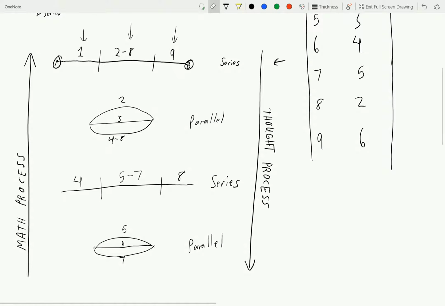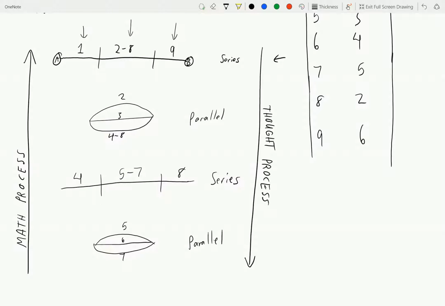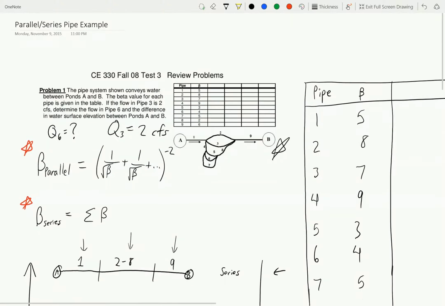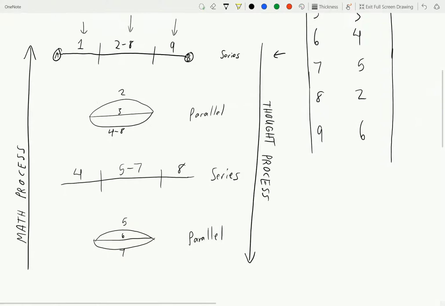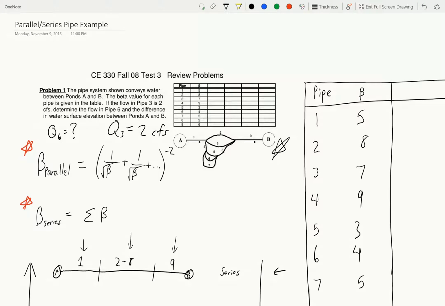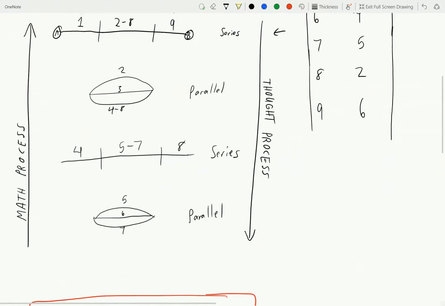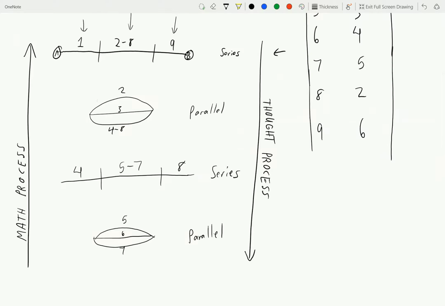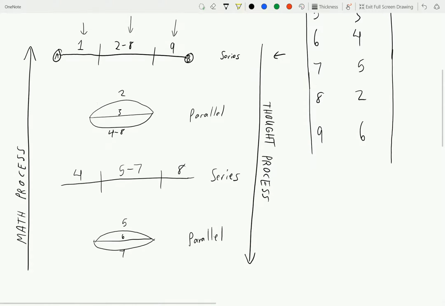This is just the way that my mind works when I look at these kind of problems. I figure out what's going on at the macro level, and then work from the outside in. But then we need to work from the inside out in order to find what we need to find. This problem is a little bit different because it's given Q3, so we don't have to do a whole lot of work. Usually you're going to be given the system discharge instead of the discharge in one of the pipes.